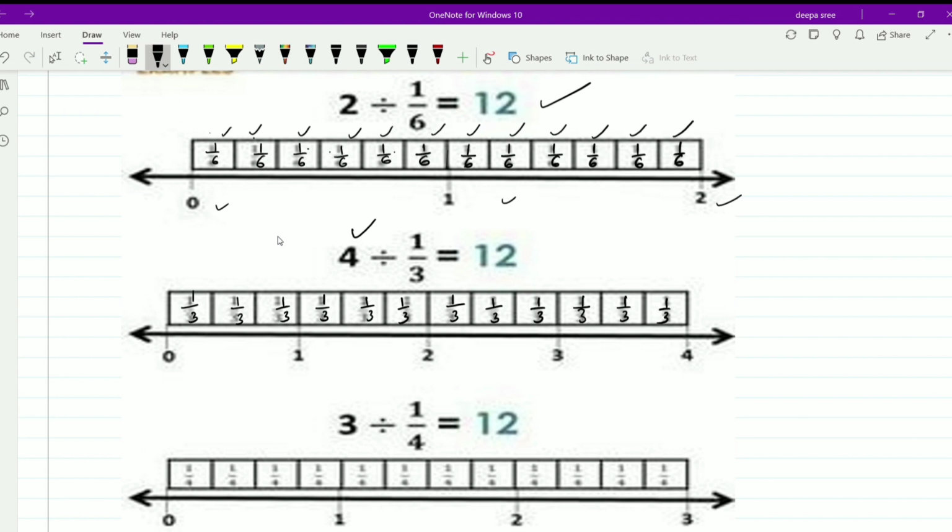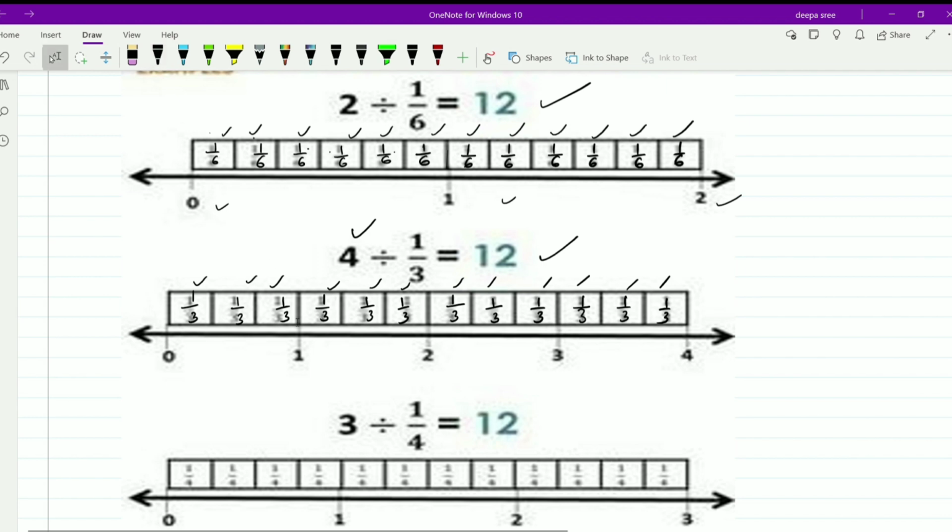Therefore, you have to count the number of parts we got now. 1, 2, 3, 4, 5, 6, 7, 8, 9, 10, 11, 12. So how many parts did we get? 12 divisions we got. Therefore, 1 by 3 will fit in 4 how many times? 12 times it will fit. 1 by 3 fits in 4 12 times.